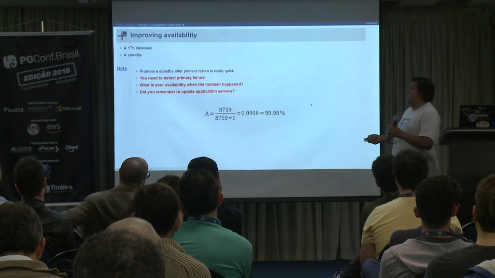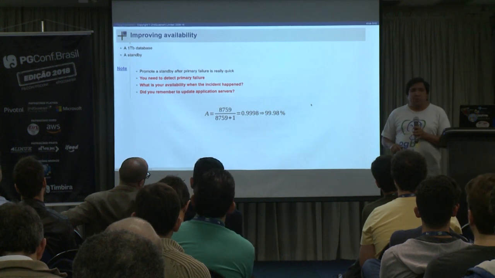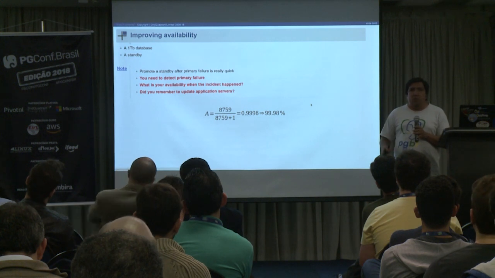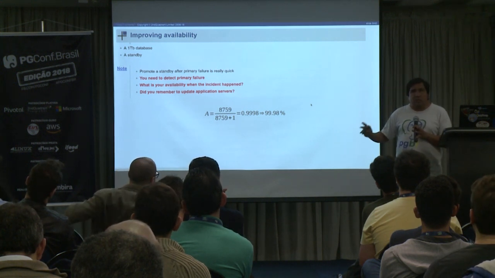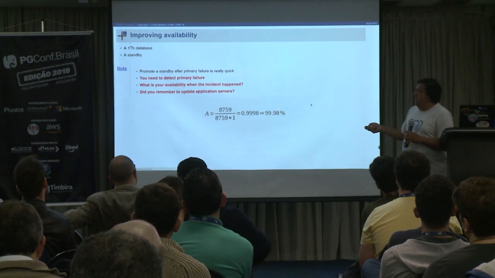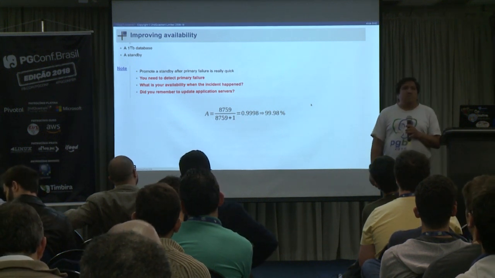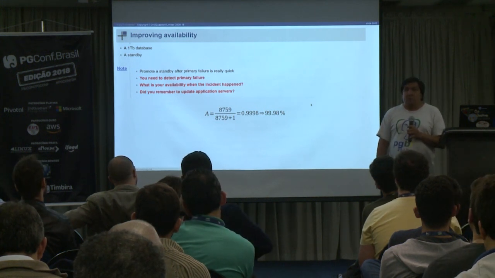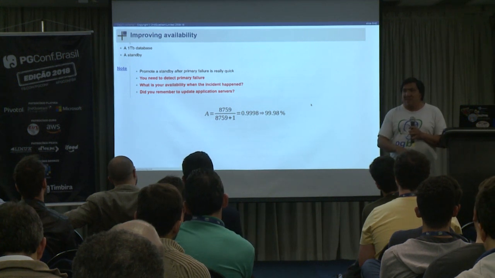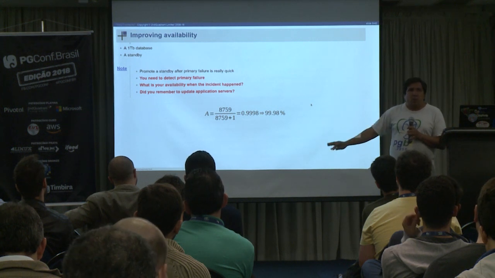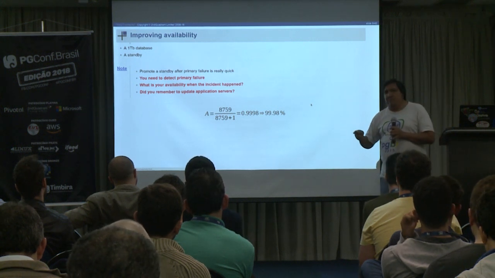So I put 1 hour as downtime. I don't believe it's only 1 hour. I'm pretty sure it will be at least 4 hours, but let's say 1 hour. Still, you have 99.98% availability, which is much better than the dump, right? If you only have this problem in the whole year. Okay.